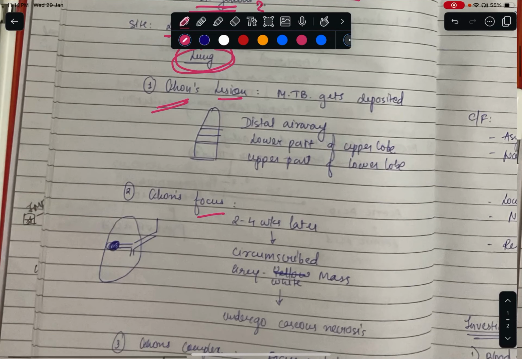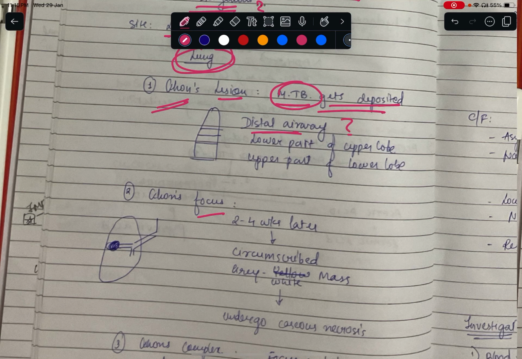So what's a Ghon's lesion technically? It's a lesion. What does the lesion consist of? Mycobacterium tuberculosis is deposited in the distal areas. Where are these distal areas? It's in the lower part of the upper lobe and the upper part of the lower lobe. So this is the upper lobe and its lower part is this, and lower lobe is this and its upper part is this. This much is affected.